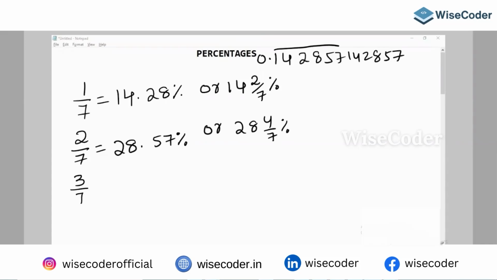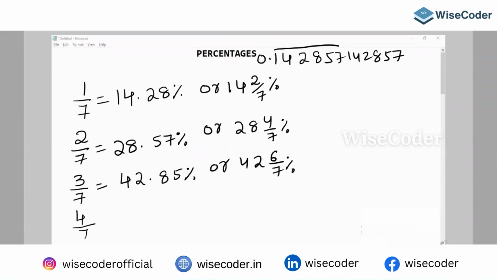What is 3 by 7? 30, how many times 7? 4 times, because 7 4s are 28. Where is 4? Here. So you can write your value as 42.85%, or you can write it as 42 6 by 7%.